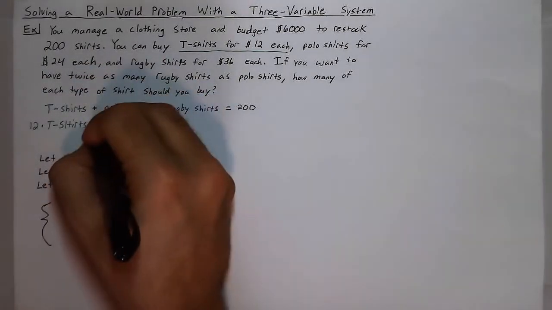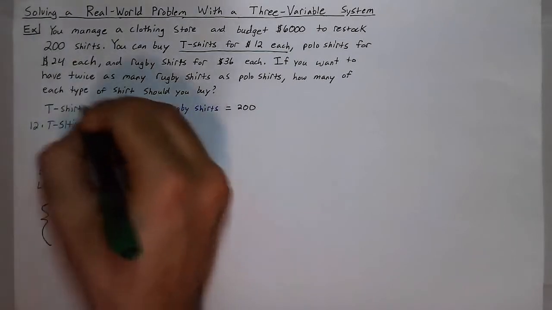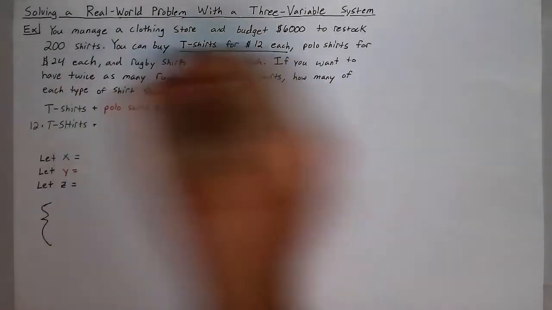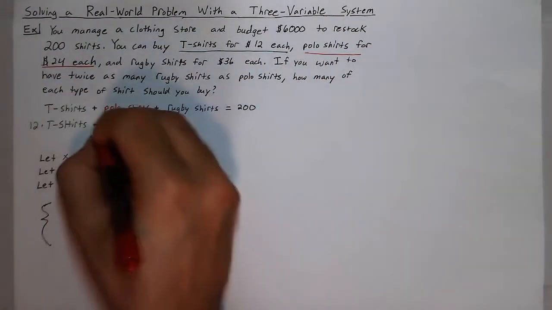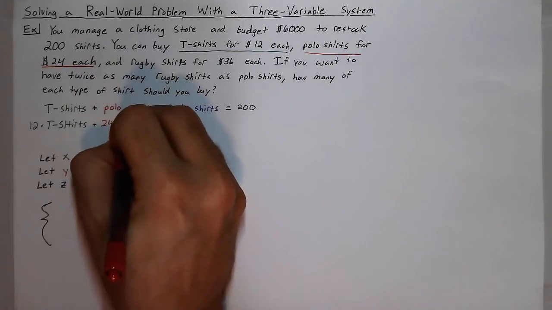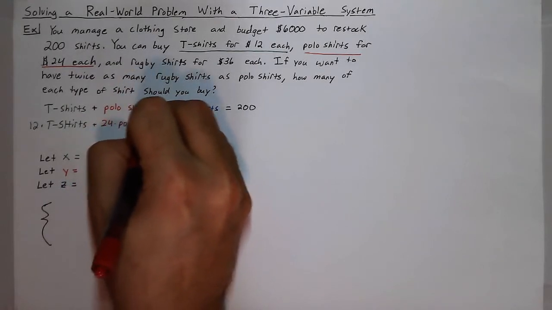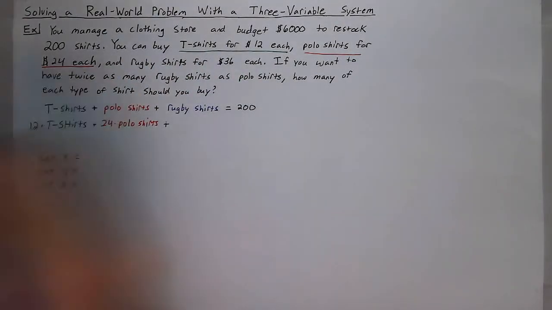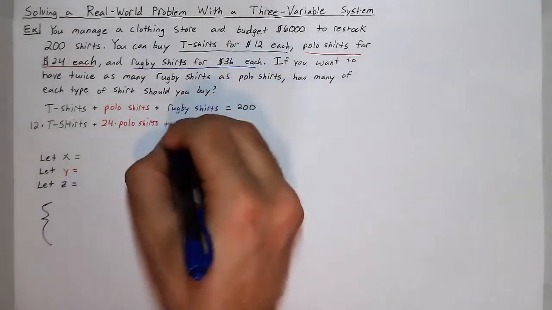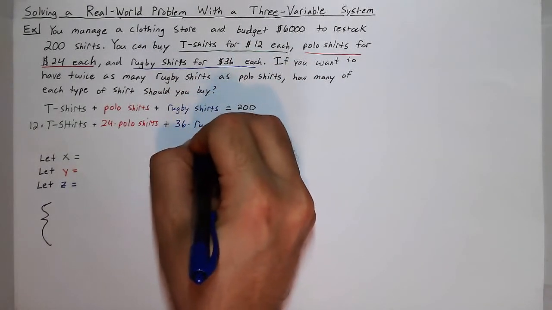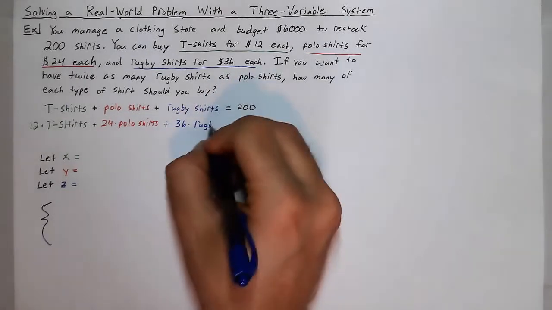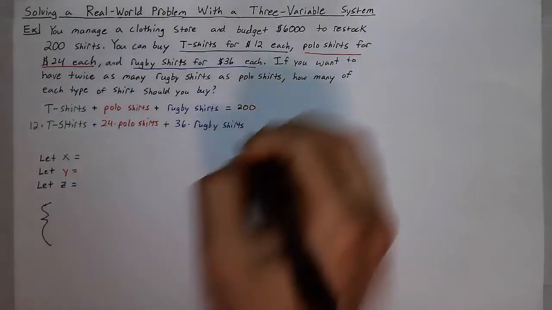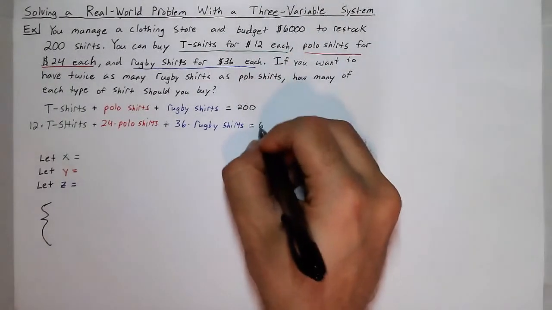plus $24 for every polo shirt. So 24 times polo shirts. Plus $36 per rugby shirt. So 36 times the rugby shirts. And altogether, I'm looking to spend $6,000.